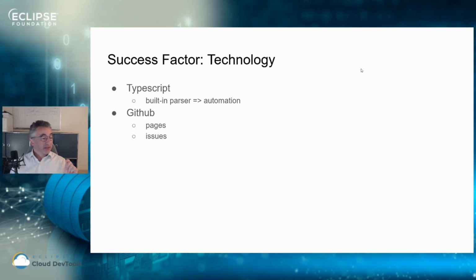And the question is, what were the factors that allowed us to have that success? There are a couple. The first one I'd like to talk about is technology. I think TypeScript, which comes with an AST parser, helped us a lot because it allowed us to build the tools that allowed us to build the comparator and automate a lot of the discovery of what we have to do.